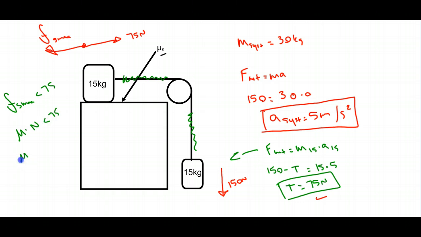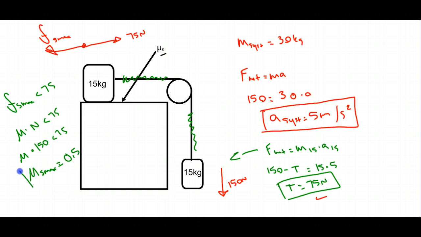and mu we don't know, we're looking for it. The normal force is 150 newtons. So our maximum static friction coefficient, in order to get it to keep moving, is going to be 0.5.